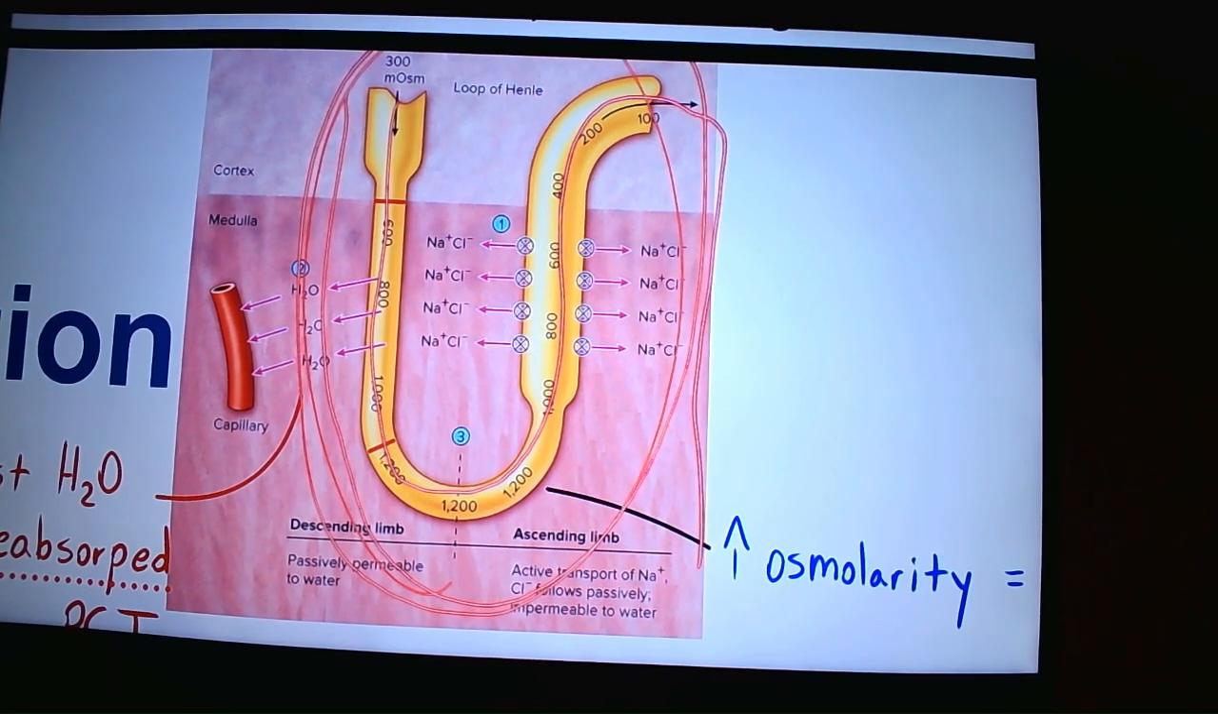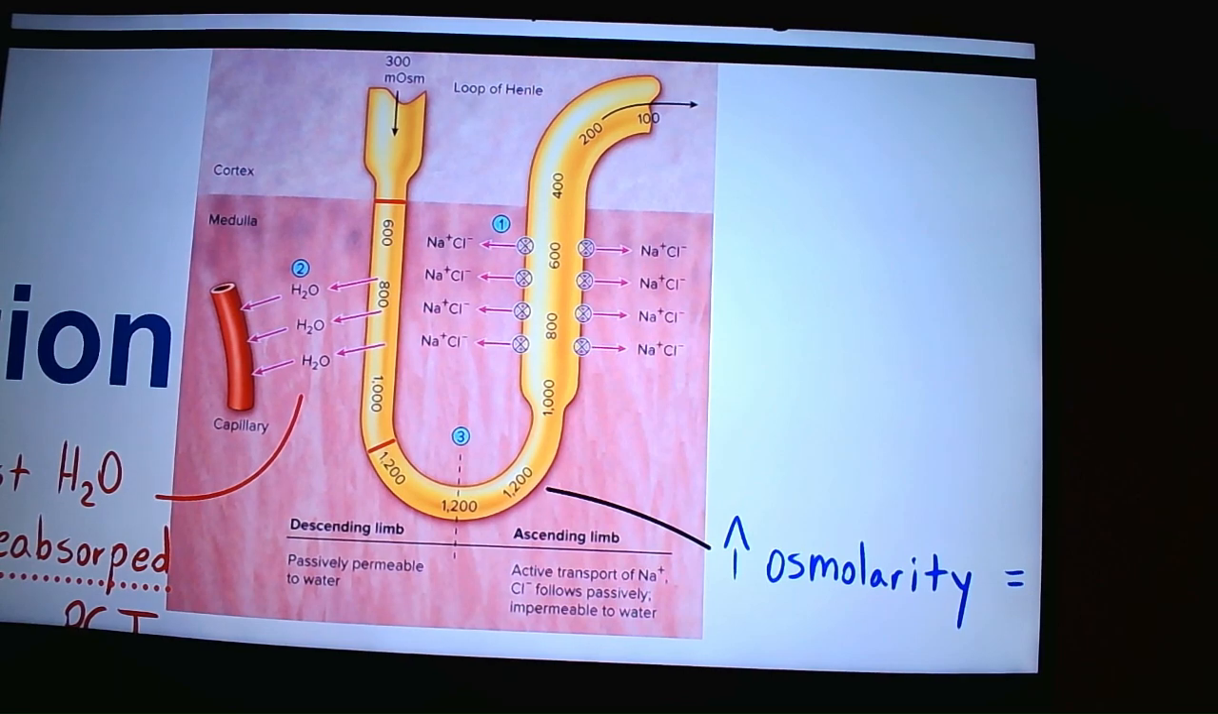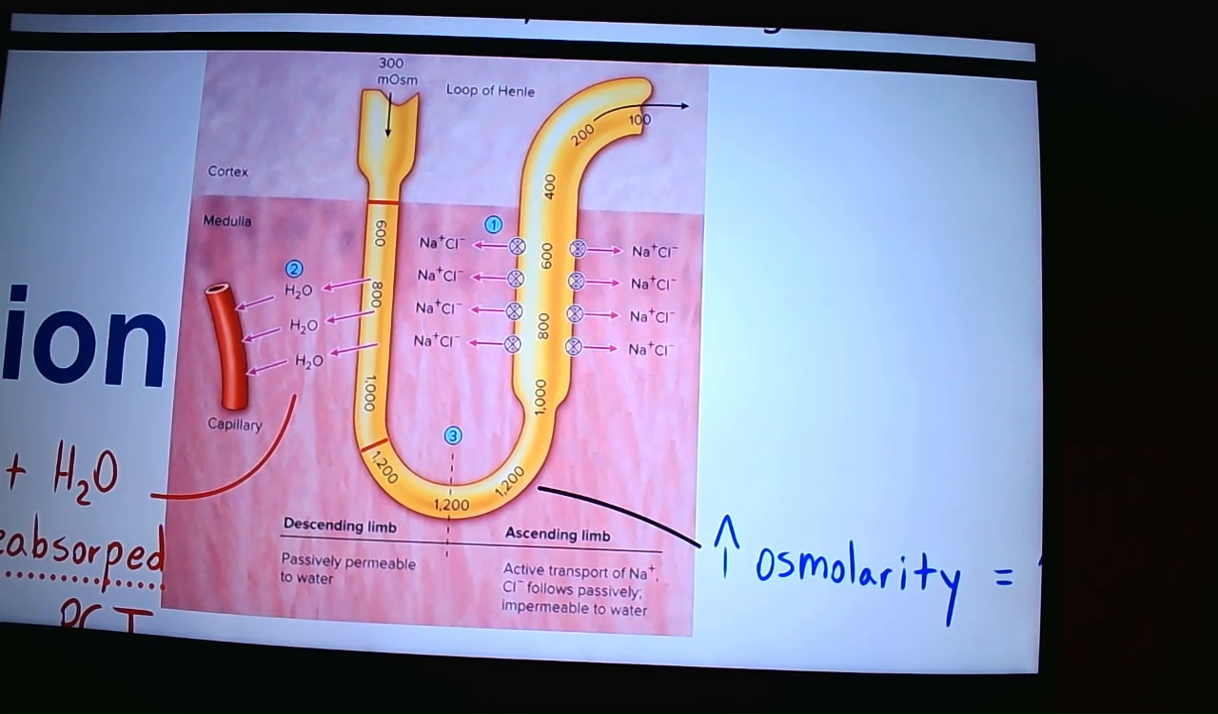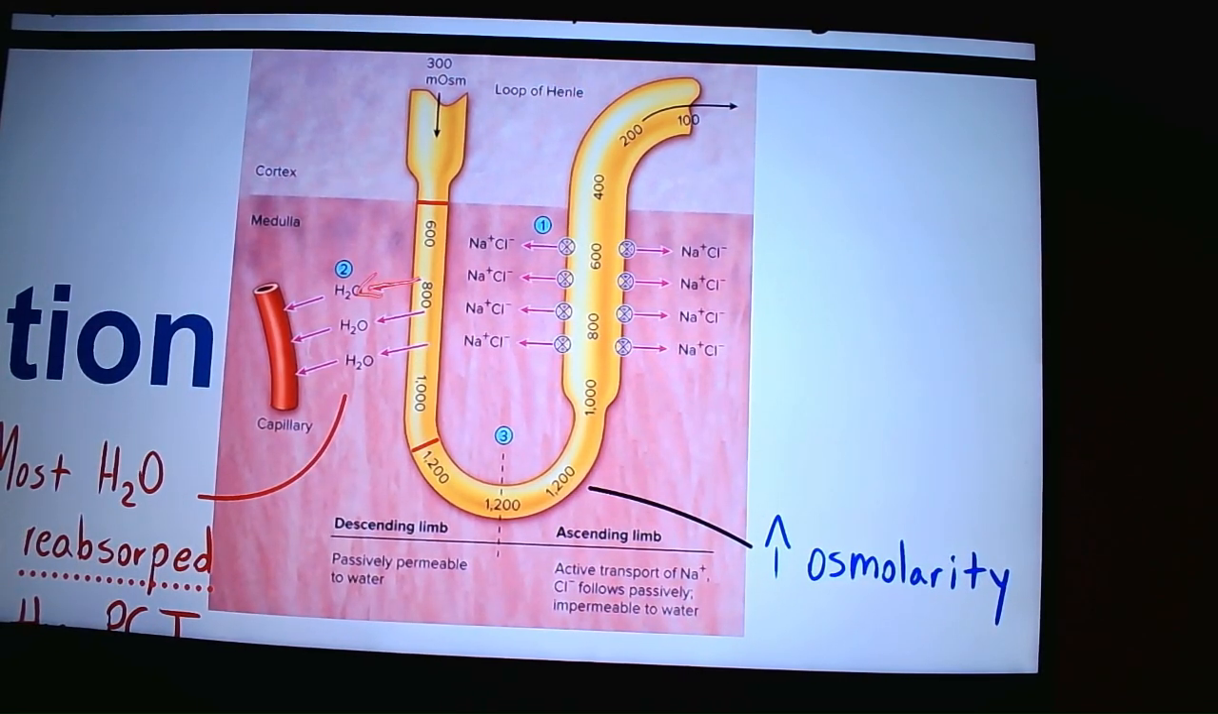filtrate and then eventually urine out. To give a quick review, we have filtrate pass through here. It goes through the proximal tubule. Most of the water is reabsorbed in the proximal tubule. It goes into the capillary and it goes back into our bloodstream and we're good. We're hydrated.